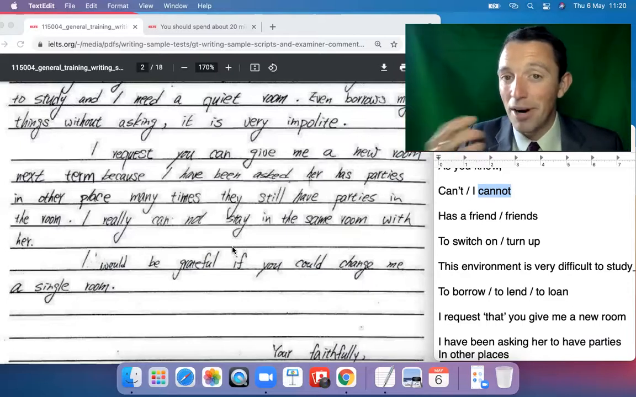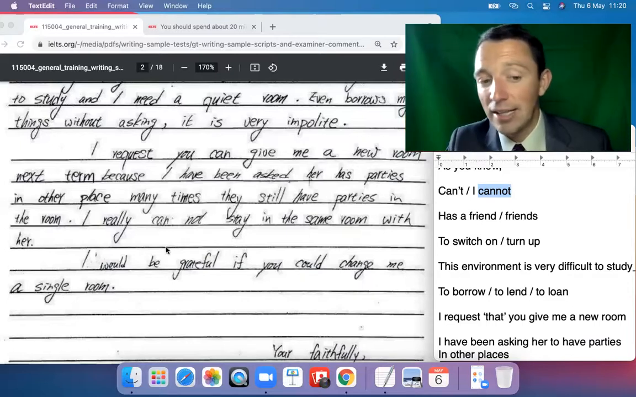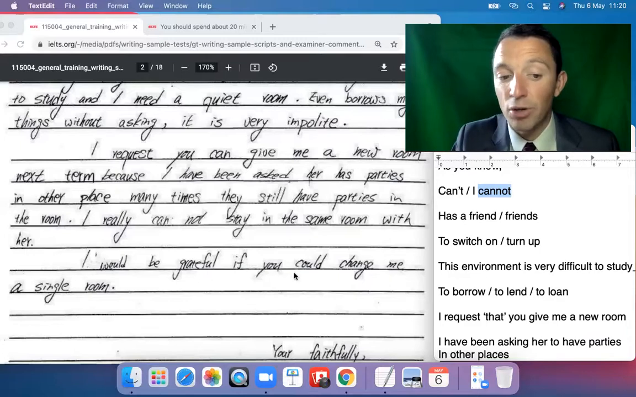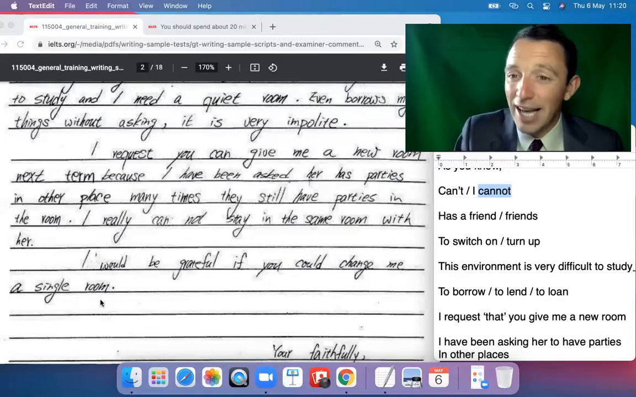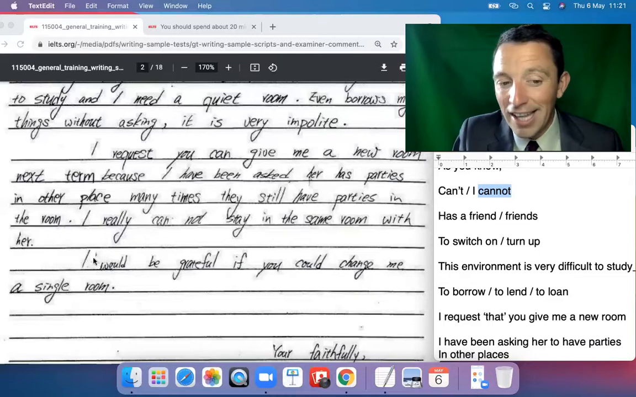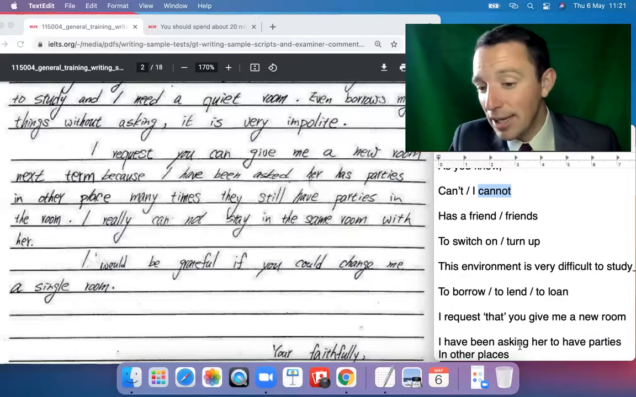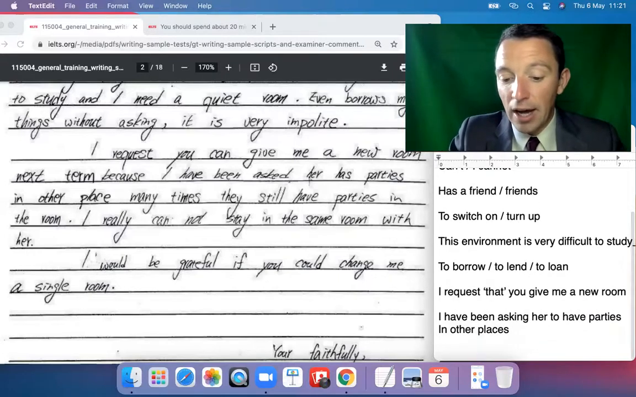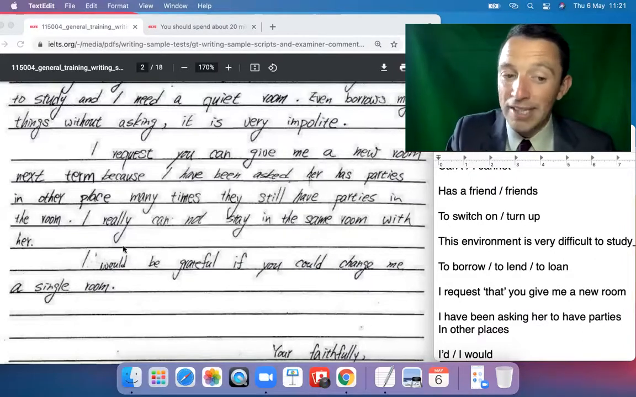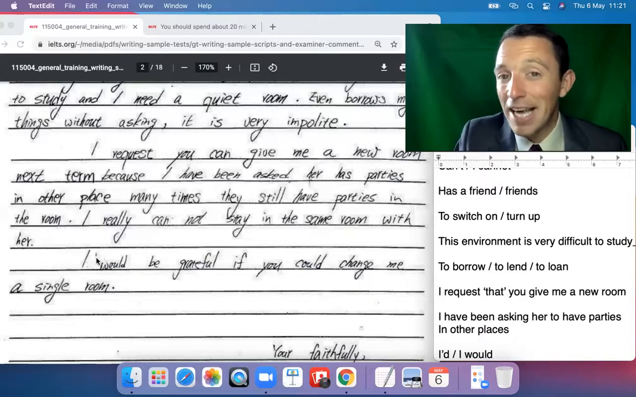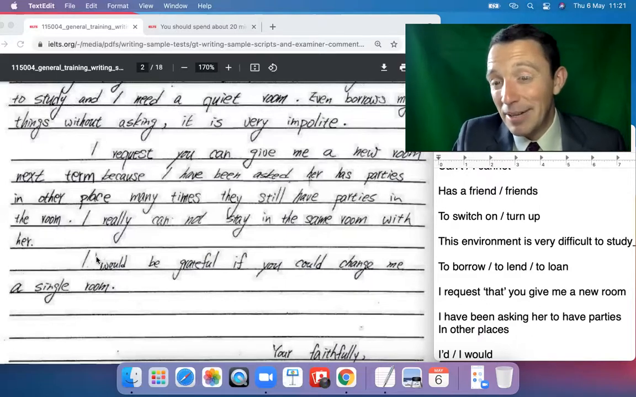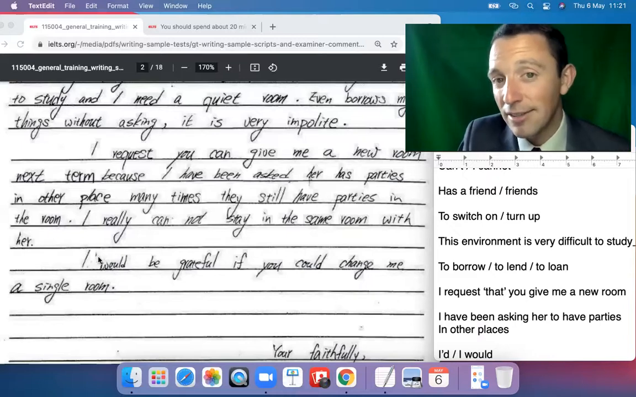That's something to remember and to keep in mind. Okay, and then the final sentence, I would be grateful if you could change me a single room. Understandable, not 100% correct. I think here there's a little punctuation, there's a little apostrophe, but it's not appropriate, because the apostrophe is normally with I'd, but the correct one is I would. So I don't know if this is a printing error or if it's just a mistake from the student. It's a very simple, a very clear mistake if it's the apostrophe.